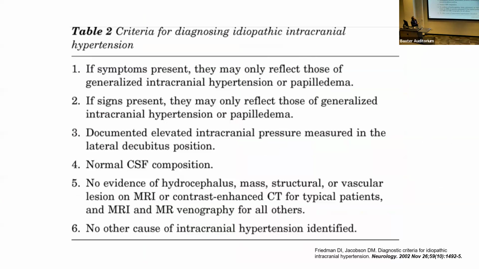Same situation here, it is just talking about the same thing: symptoms, including all intracranial hypertension signs, needs to be related to this. Documented elevated pressure on lumbar puncture, normal CSF, and there are some findings that we can see on MRI, empty sella, the optic nerve, but usually these are related to the IIH.